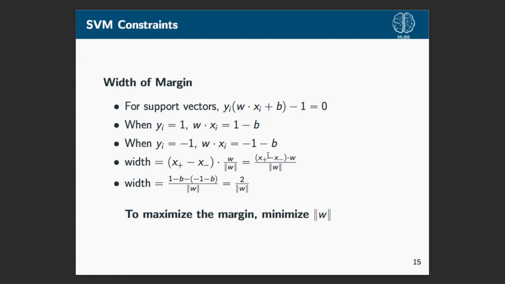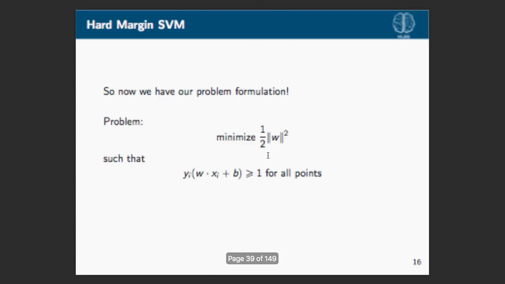So to maximize the margin, we want to minimize w. So this is the final problem formulation, right? We want to minimize the norm of w. Here we just square it and add a 1/2 because it helps with gradients. We want to minimize the norm of w such that this is true for all data points. And why do we add this constraint? This is to make sure we correctly classify all points.